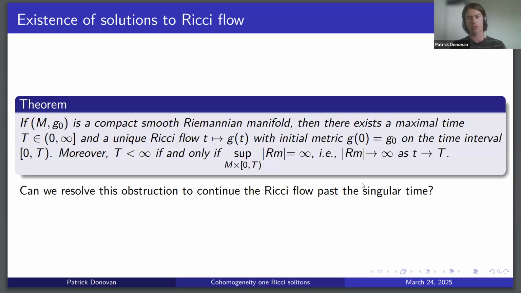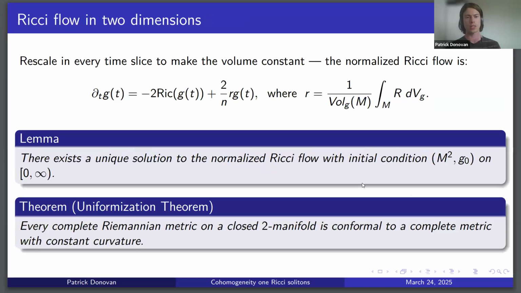I might want to do Ricci flow past some time. I might not have extracted all the geometric or topological information, and I have this obstruction. How do I get around that? How do I keep going? Like what I was saying, in 2 dimensions, the only case where this can happen is where something looks very, very similar to a shrinking round sphere.